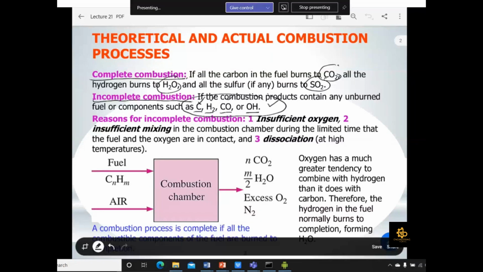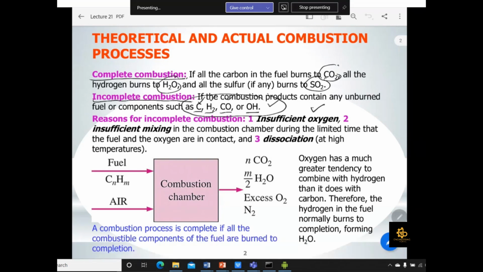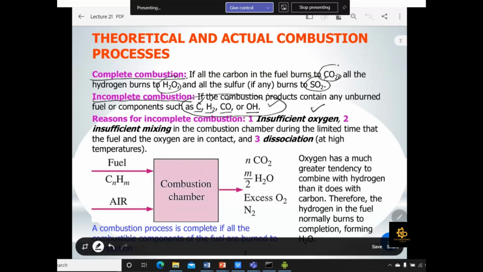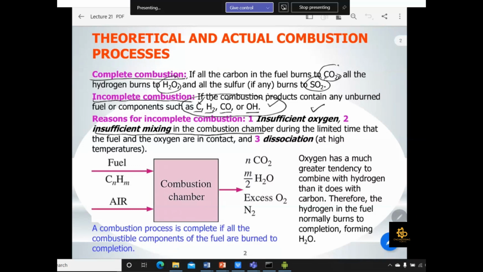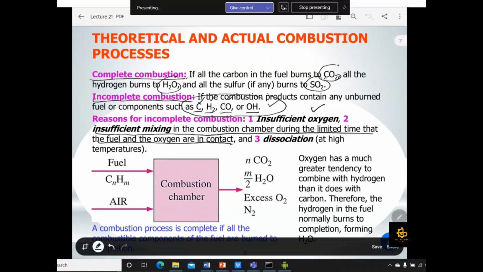Now coming to the reasons for incomplete combustion. There are three main reasons. The first is insufficient oxygen. If we supply insufficient oxidizer to the combustion process, it will turn out to be incomplete combustion. The second is insufficient mixing in the combustion chamber during the limited time that the fuel and oxygen are in contact. That is another cause of incomplete combustion.